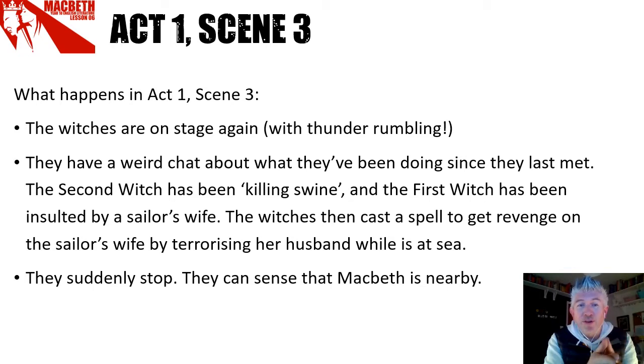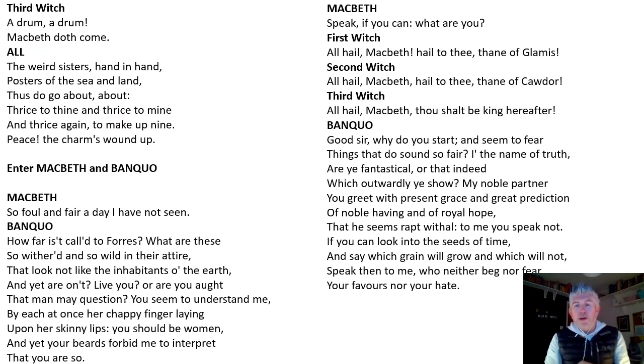But the first witch tells the other two witches that she's been insulted by a sailor's wife, and straight away the witches decide that they're going to get revenge on this sailor's wife by terrorizing her husband while he's at sea. So they're going to make a spell that's basically going to really scare this sailor while he's in the middle of the ocean. But they suddenly stop the spell because they sense that Macbeth is nearby. And here's the scene. So let's have a read of it.